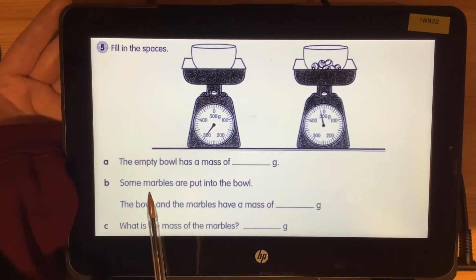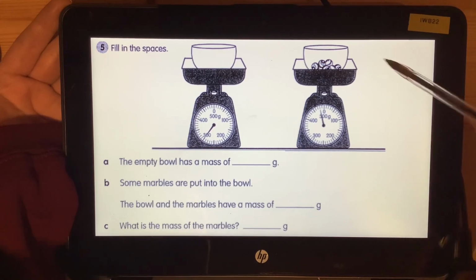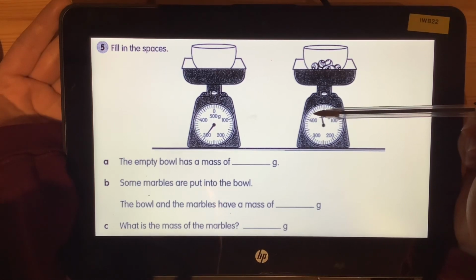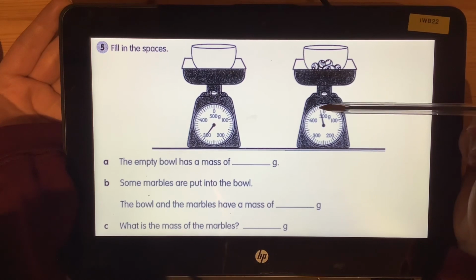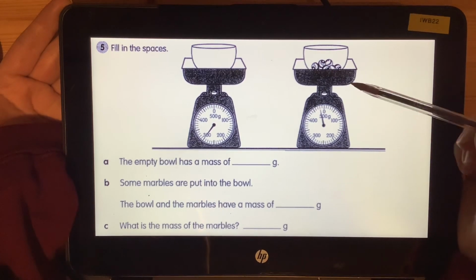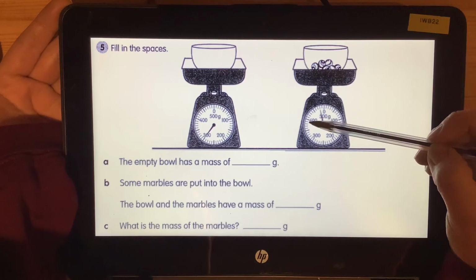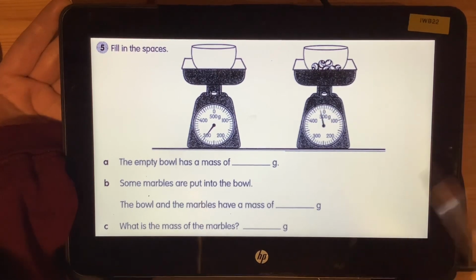I know that the marbles and the bowl have a mass of, oh, now this one's a little bit trickier, but let's see if we can work it out. We've got 400, halfway would be 450, 60, 70, 80. So I know that the mass of my marbles and my bowl is 480.